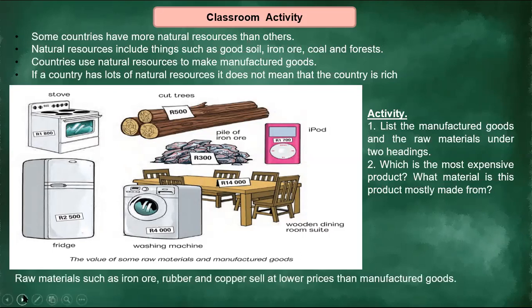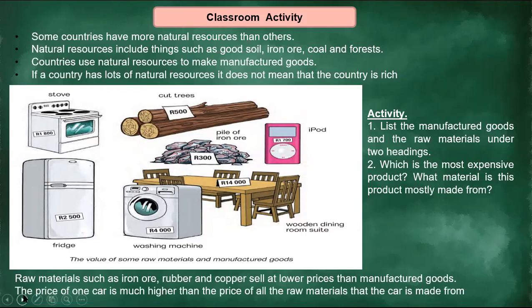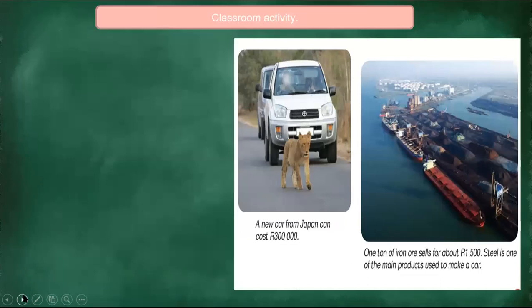Raw materials such as iron ore, rubber, and copper sell at lower prices than manufactured goods. So all the raw materials that we have are sold at a lower price. The things that are expensive are those that have been produced. The price of one car is much higher than the price of the raw material that the car is made of.